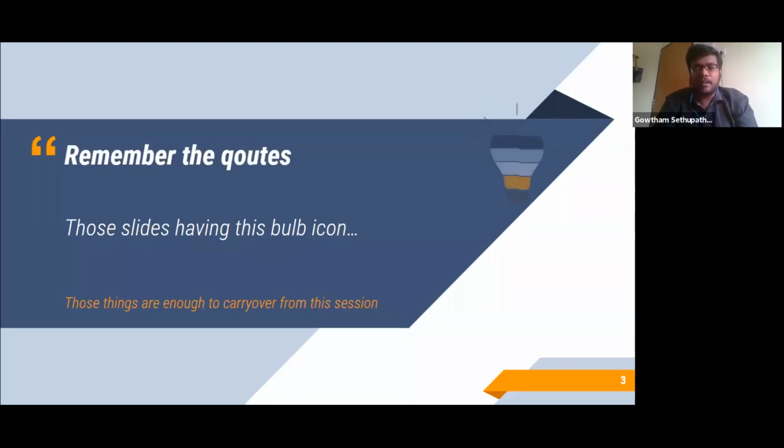And in between, if you see this small bulb icon, you have to remember the codes. This entire presentation consists of 50 to 60 slides. It's like a lecture. We cannot remember all the information from all those 60 slides. In between, if you find a slide like this, just think in your mind that we have to remember these codes. If we do that, our retention rate will increase. So I think these pinpoints are enough to carry over from this session.